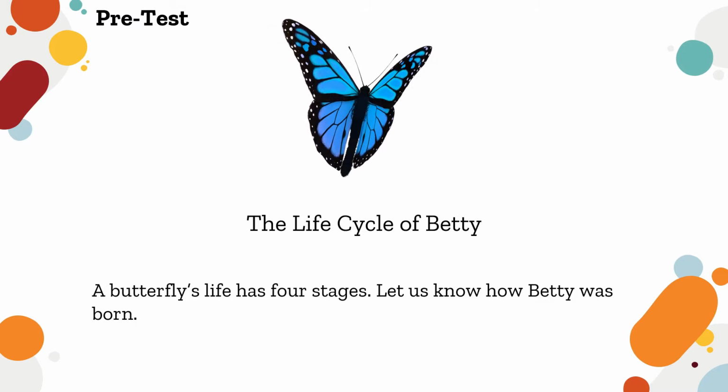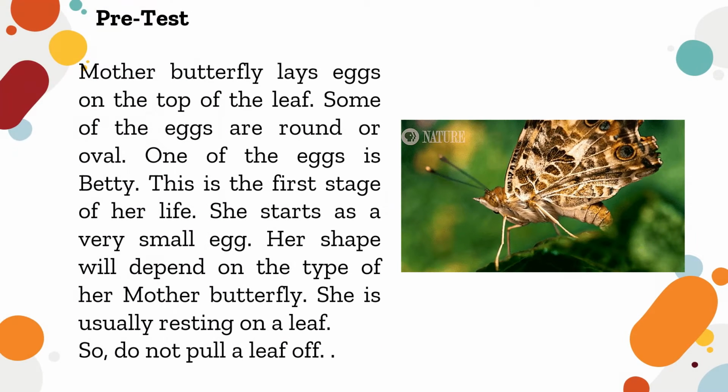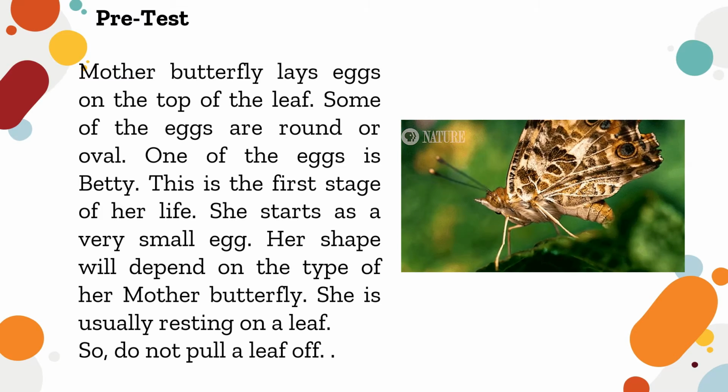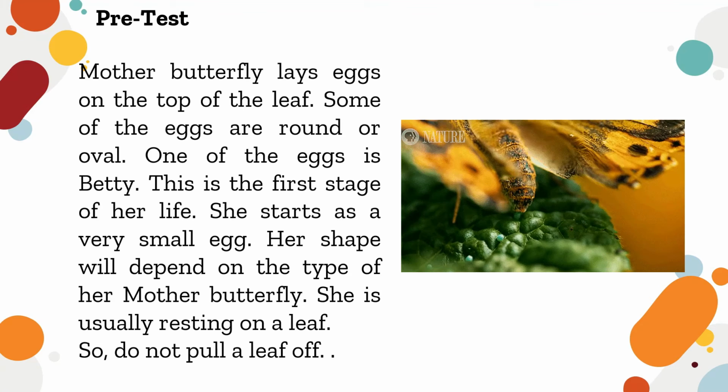A butterfly's life has 4 stages. Let us know how Betty was born. Mother butterfly lays eggs on the top of the leaf. Some of the eggs are round or oval. One of the eggs is Betty. This is the first stage of her life. She starts as a very small egg. Her shape will depend on the type of her mother butterfly. She is usually resting on a leaf, so do not pull a leaf off.